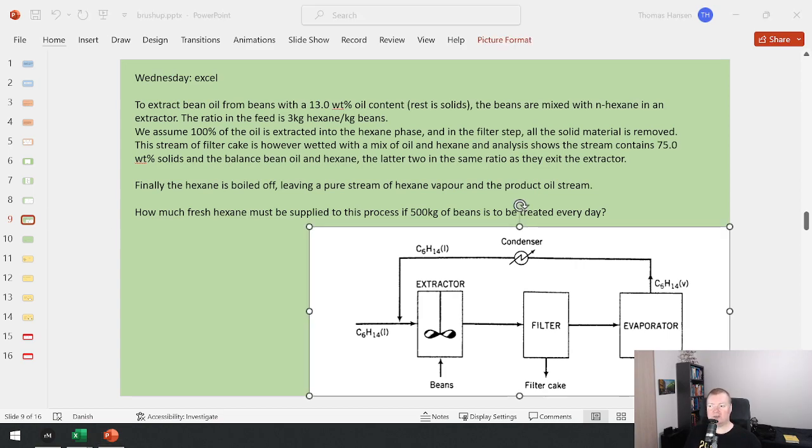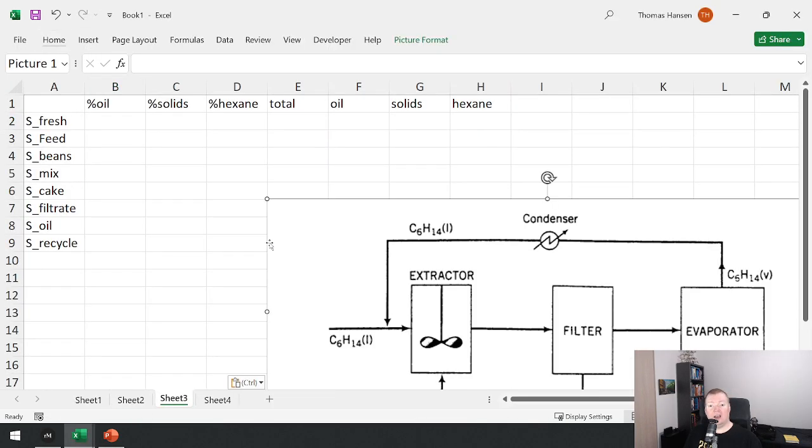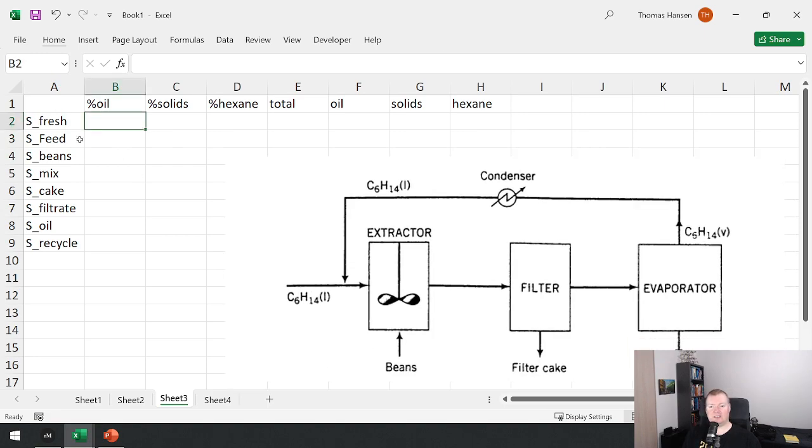So we'll start just with the drawing and the information we have from the drawing. And as you can see here, I have decided to name the different streams, not stream 1, 2, 3, 4, but basically what they are. So for instance, I have my stream of fresh hexane. Hopefully, since I'm paying for it, that's going to be pure hexane. In the feed into my extractor, again, I would hope that that's just pure hexane.